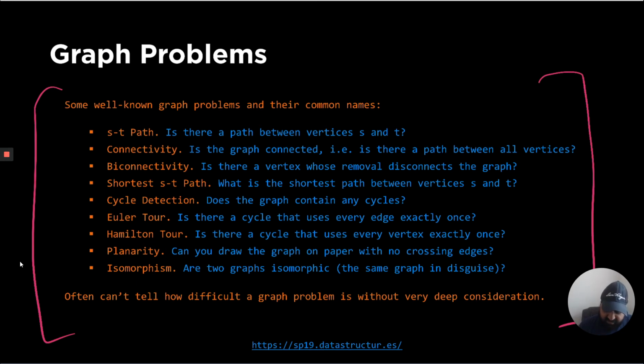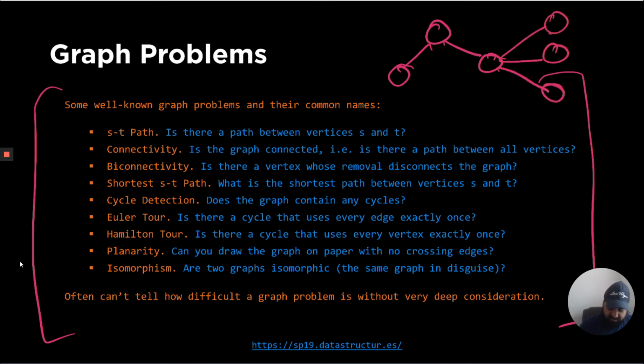The second one is connectivity: is the graph connected? Is there a path between all vertices? Now we are generalizing this problem. Next one is biconnectivity. If we have a graph like this, let's say we have something like this, and this is extended to a lot of other nodes, and on the right it is also extended.